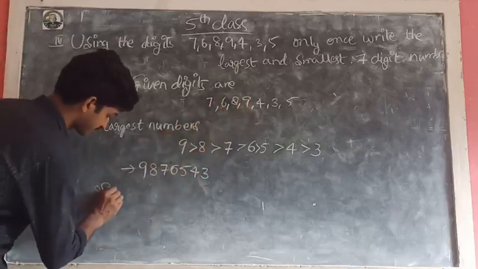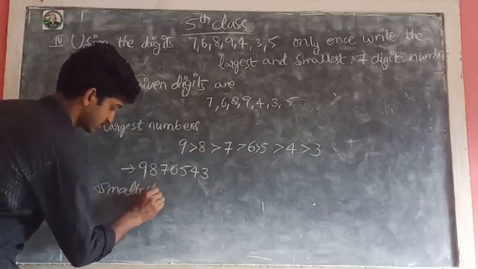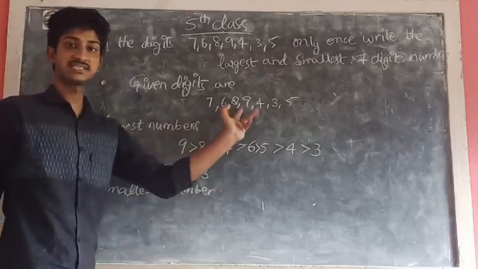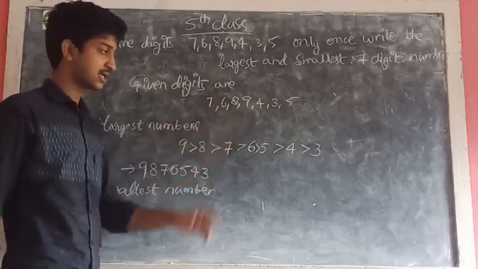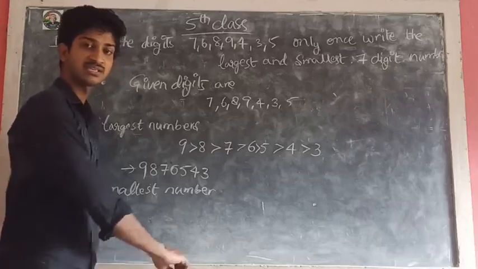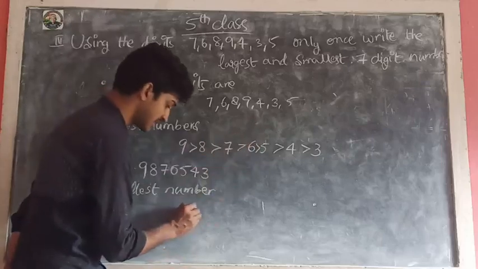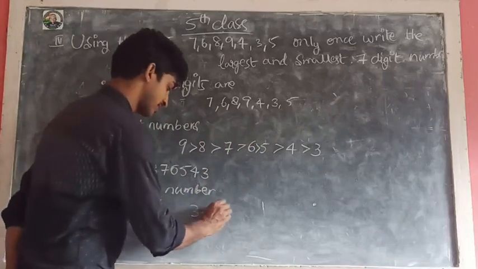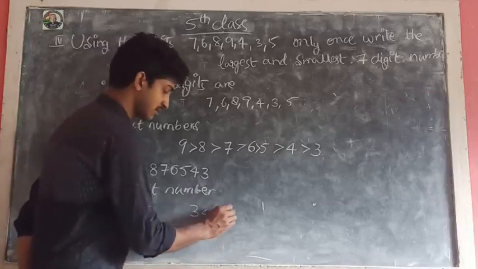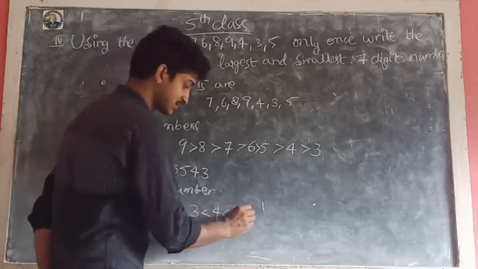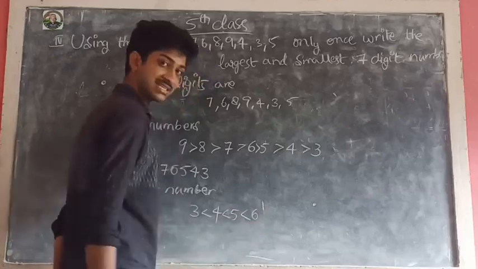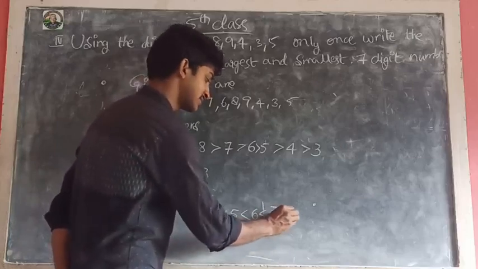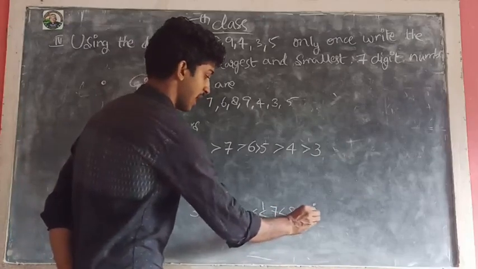For the smallest number, arrange these digits in ascending order. What is the smallest number among these 7 digits? 3 is the smallest number among these 7 digits, and the next smaller number is 4. 3 less than 4, 4 less than 5, 5 less than 6, 6 less than 7, 7 less than 8 and 8 less than 9.